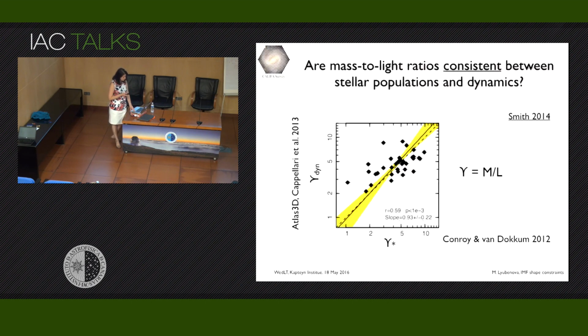And in general, when we're talking about a variable IMF, we need to have consistency checks between different methods. And so this was a very nice study performed by Russell Smith 2 years ago, based on literature data, taking the ATLAS3D result.